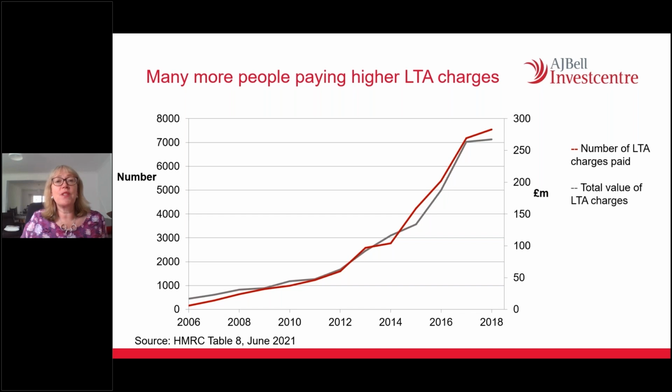When lifetime allowance was first introduced in 2006, there was a lot of chat about fat cats and not very many people being subject to the lifetime allowance. And I think what this graph demonstrates more than anything is that that's simply not the case. Many more people are affected by the lifetime allowance, and a good number of your clients will be. And it needs some planning to figure out what's going to happen and what's the best scenario and the best decisions to take.